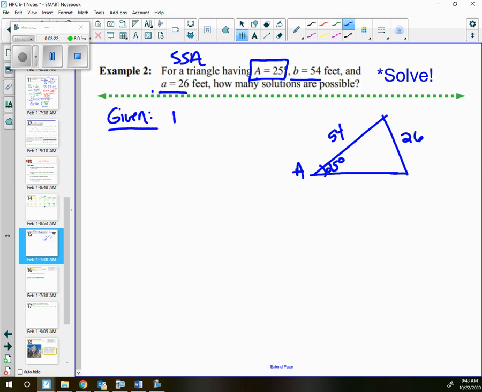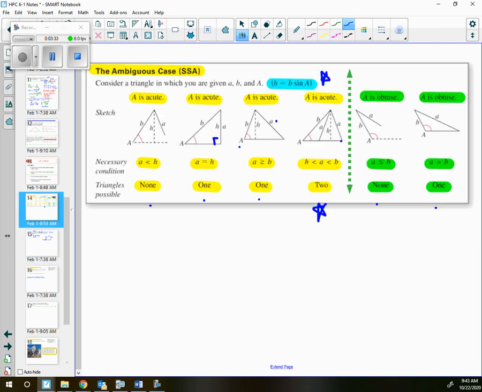We're given an acute angle, so that means we know we're going to have one of those four options on that sheet, because this is side-side-angle and the angle we're given is acute. So I know I'm living in this world right now. To figure out what happens, I need to figure out my height and see how that side compares with the other side.